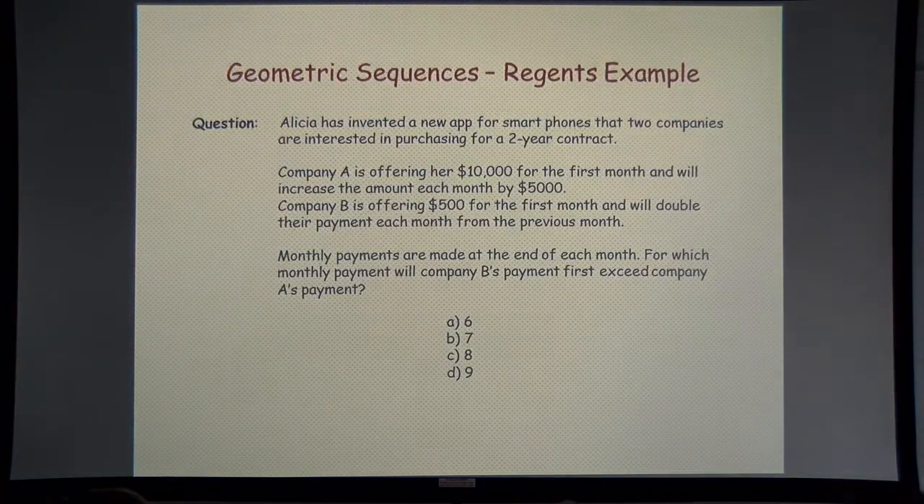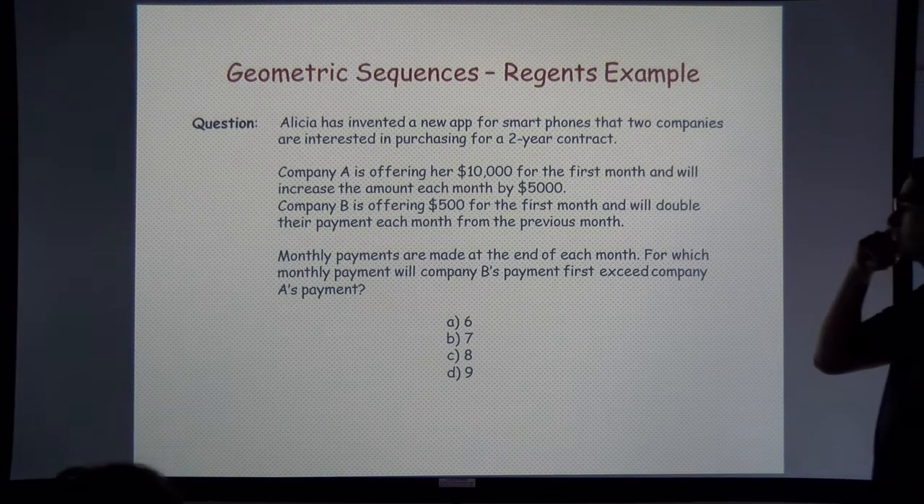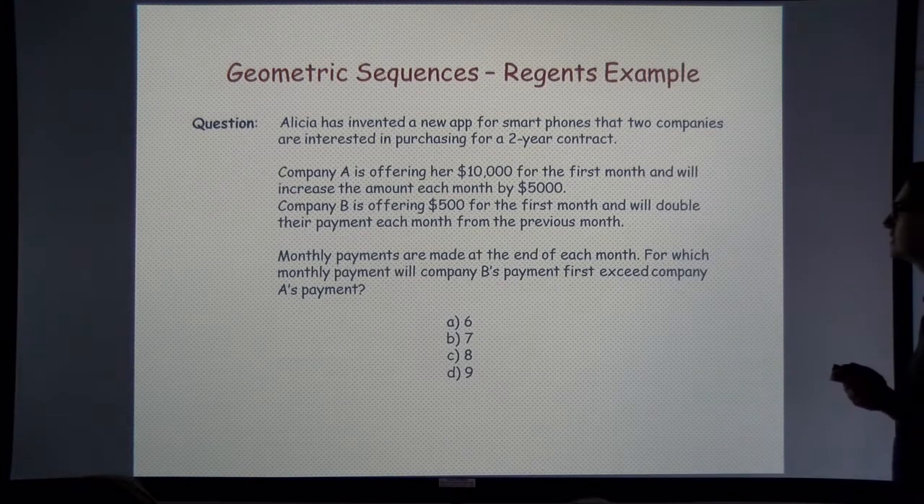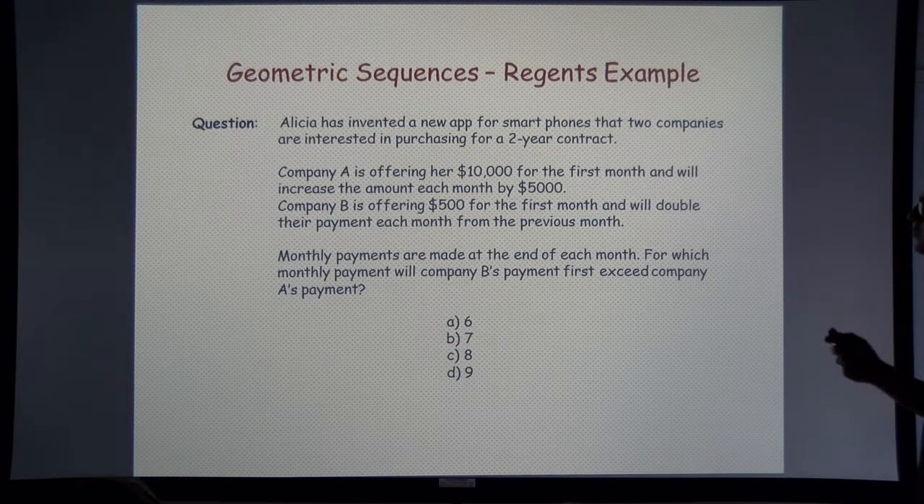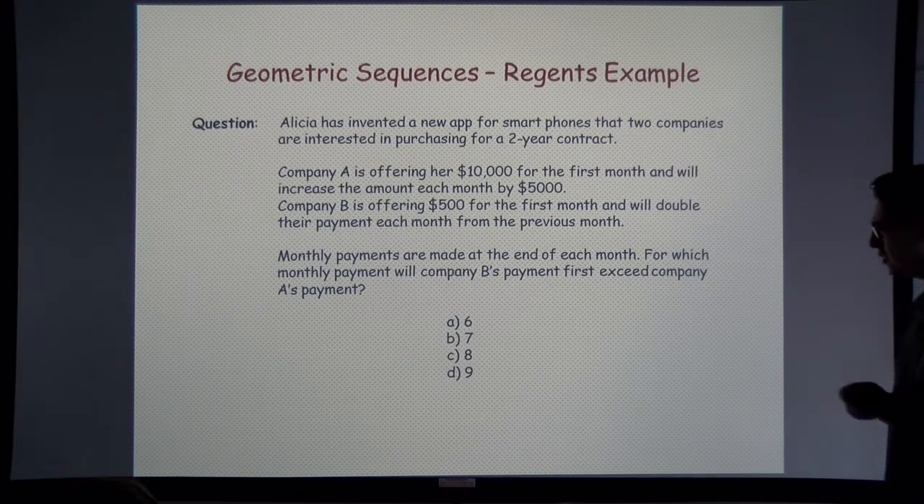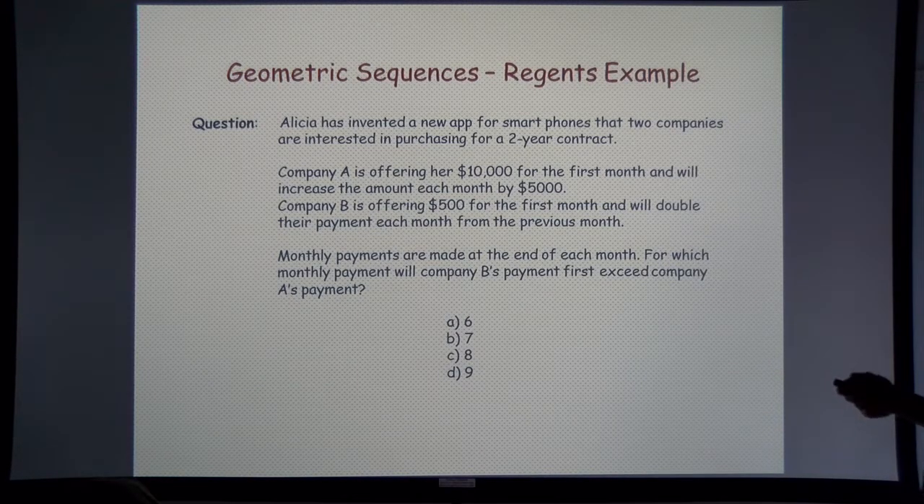Okay, so our example here: Alicia has invented a new app for smartphones that two companies are interested in purchasing for a 2-year contract. Company A offers $10,000 for the first month and will increase the amount each month by $5,000. Company B is offering $500 for the first month and will double their payment each month from the previous month. Monthly payments are made at the end of each month. For which monthly payment will company B's payment first exceed company A's payment?